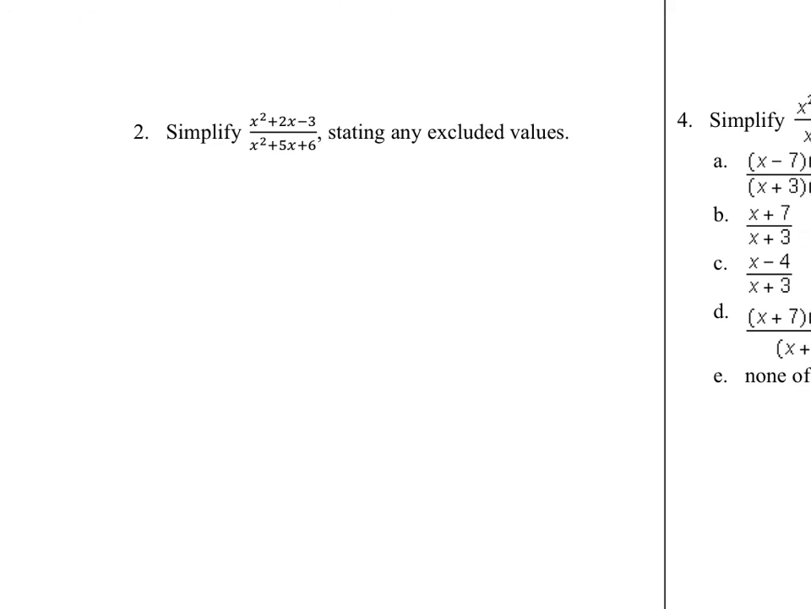Okay, now my next one. Just simplify and state excluded values. So I factor. My numerator becomes x plus 3 and x minus 2. Factors of 3 that subtract to 2 would be 3 and 1.